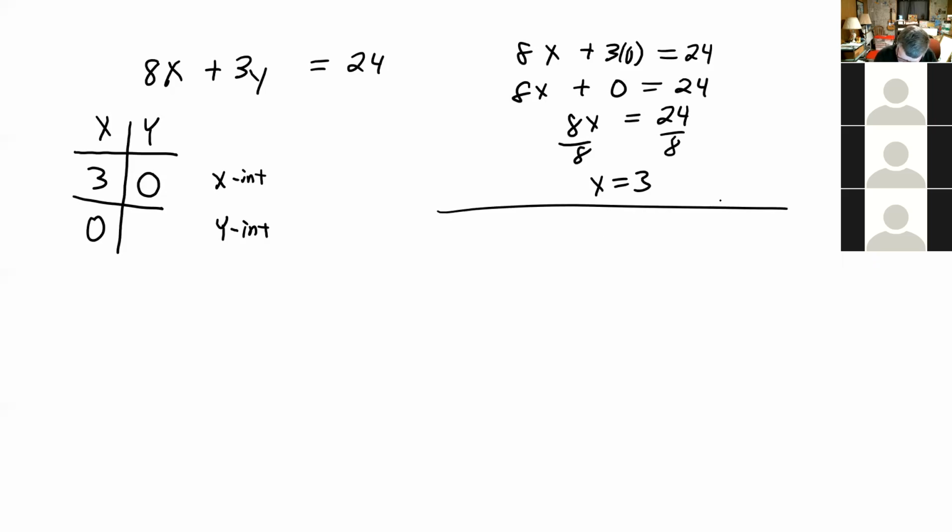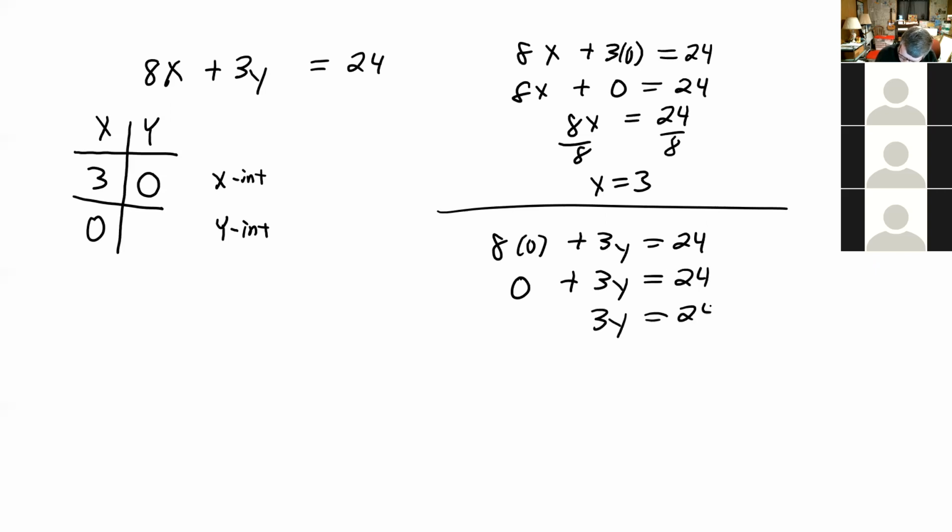Okay. To find the y-intercept, set x equal to 0. 8 times 0 plus 3y equals 24. 8 times 0 is 0. 0 plus 3y is 3y. So 3y equals 24. Divide by 3 and y equals 8. So there are the two intercepts, the x and y intercept.